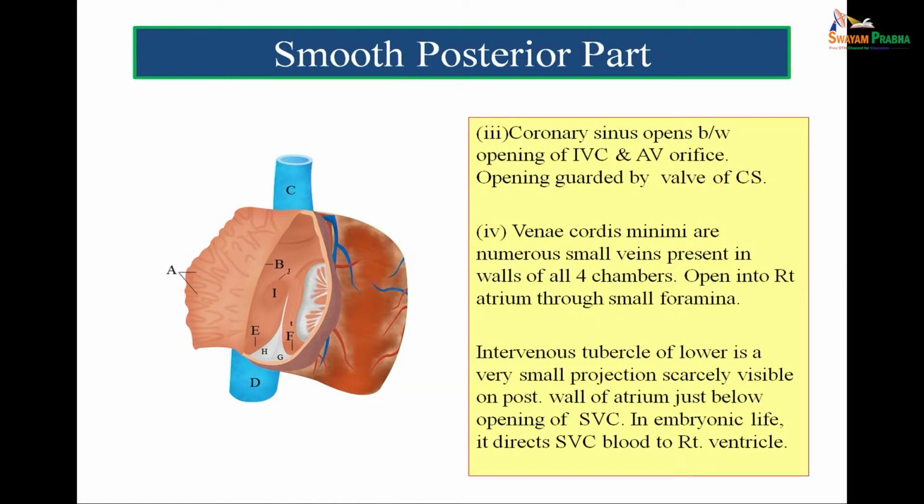Venae cordis minimae, as I mentioned before, are numerous small veins present in the walls of all the 4 chambers of the heart. An intervenous tubercle of Lower has also been described in literature. It is a very small projection, scarcely visible on the posterior wall of the atrium, just below the opening of the superior vena cava. In embryonic life, it directs superior vena cava blood to the right ventricle.